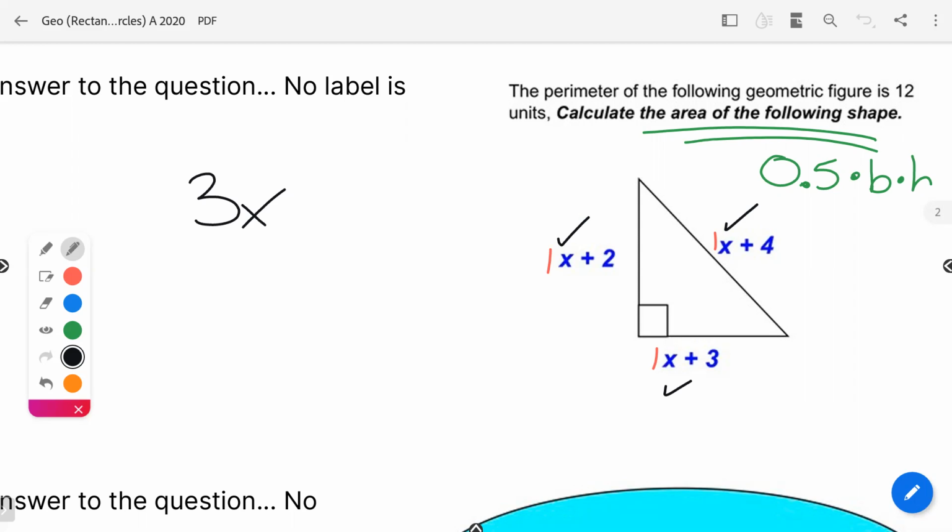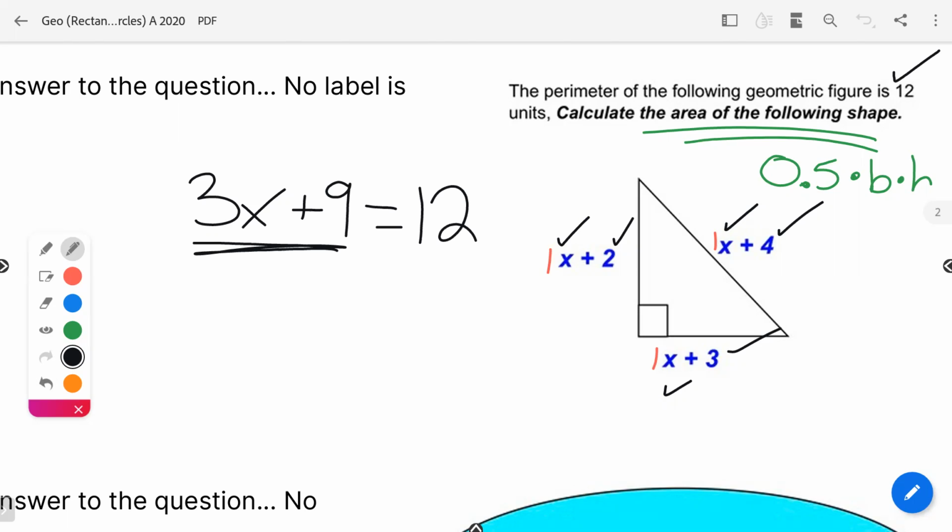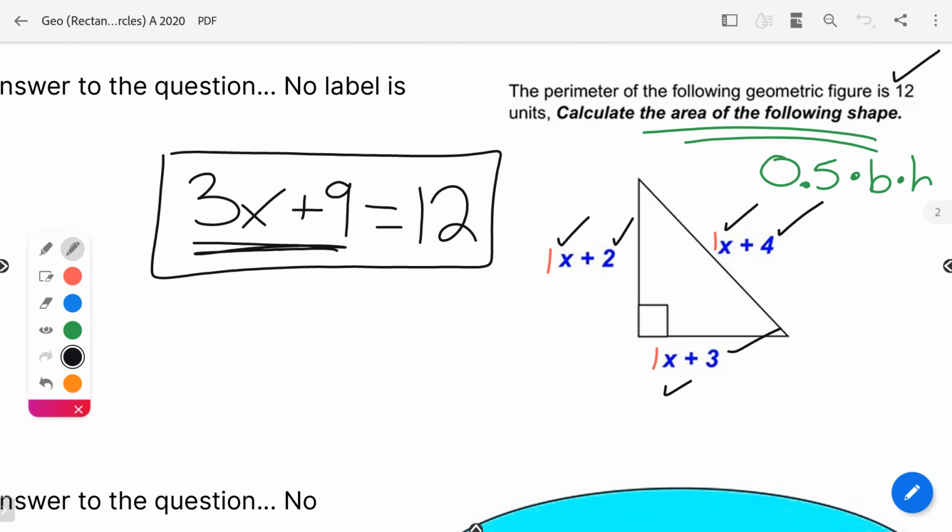The second thing you do is go around and add up all your numbers that are not with x. So I have a 2 here, a 3 here, and a 4 here. When I add these up, 2 and 3 make 5, and 5 plus 4 makes 9. So now I get the 9 here. And this right here is the perimeter in algebra, and it has to equal the perimeter that they tell you in the problem. So now here's my equation. I said we were going to build it, and we did. Now we're going to solve the equation.